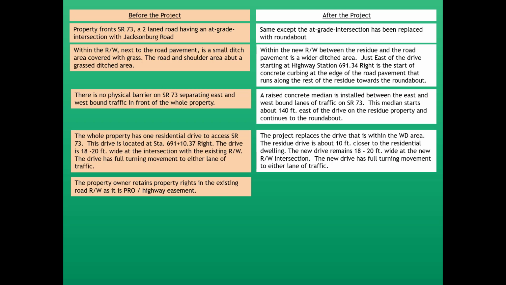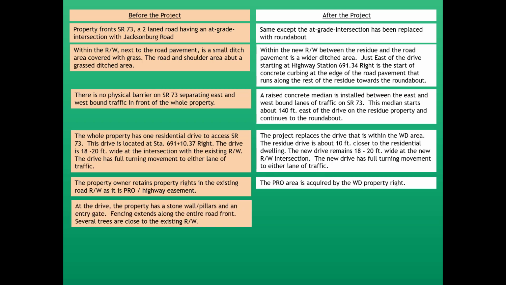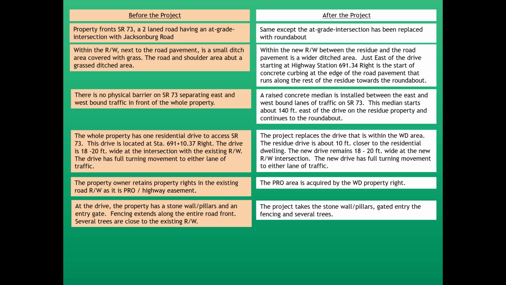Before the project, the property owner retains property rights in the existing road right-of-way, known as PRO. After the project, the PRO area has been acquired by the WD property right. Before the project, at the drive, the property has stone wall and pillars and an entry gate. Fencing extends along the entire road frontage, and several trees are in close proximity to the existing right-of-way. After the project will take those stone wall and pillars. They'll take the gated entry, the fencing, and several of the trees on either side of the driveway.